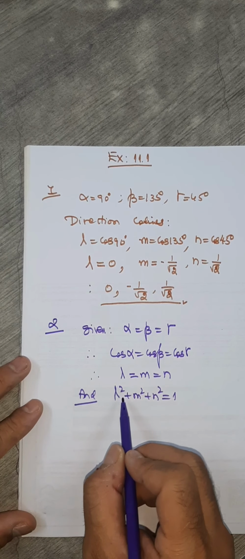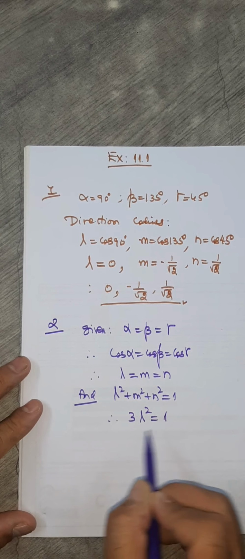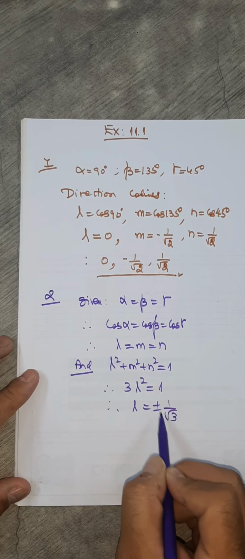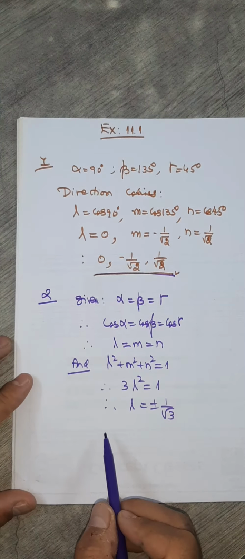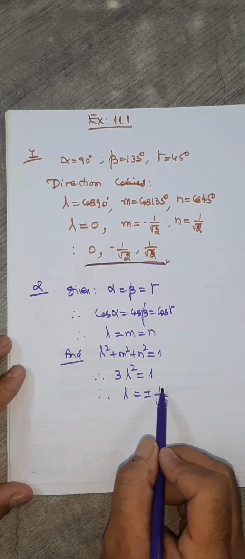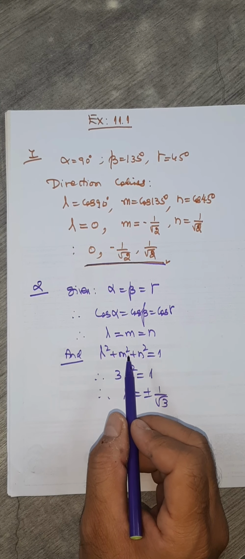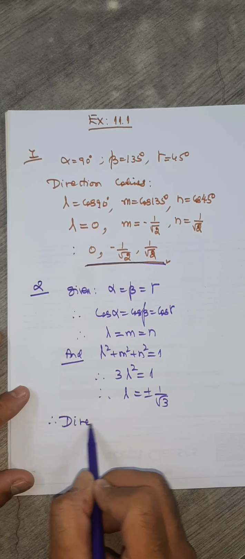So if you place L here, you have 3L square equals to 1. So what is L here? Plus or minus 1 by root 3. Here you can have plus or minus. In the previous question you cannot have plus or minus because the angles were fixed, remember. Fine. So L is plus or minus 1 by root 3, M is plus or minus 1 by root 3, and N is also plus or minus 1 by root 3. So therefore, this is the final result.